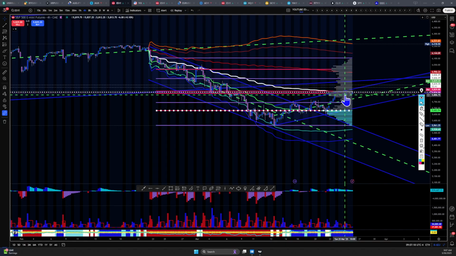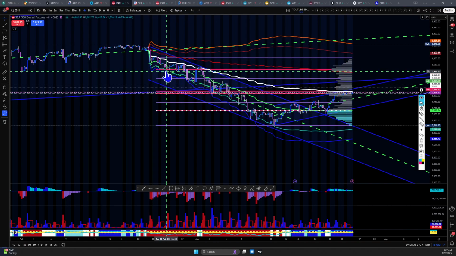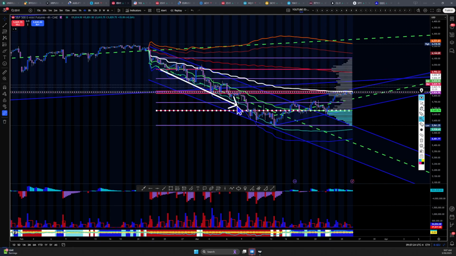We can see the consolidation just on the VWAP. So we had a down channel. Now we are in an up channel, basically a reversal channel. This is the major trend right here, the bullish channel. Eventually we need to get back into this uptrend channel to head back bullish.